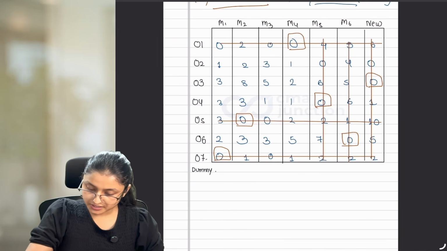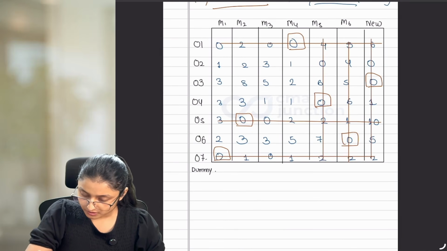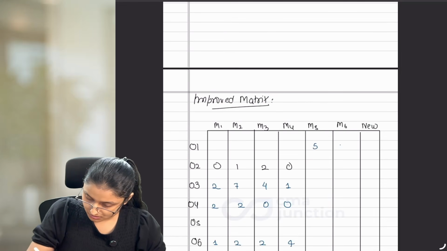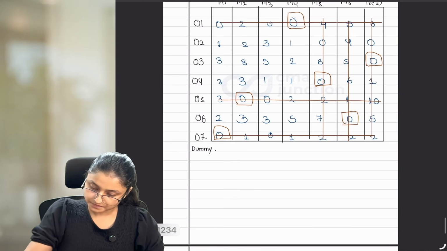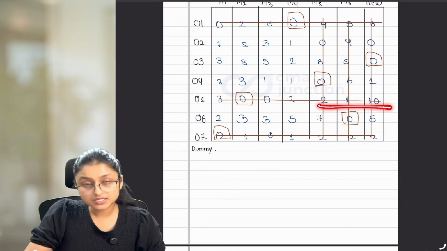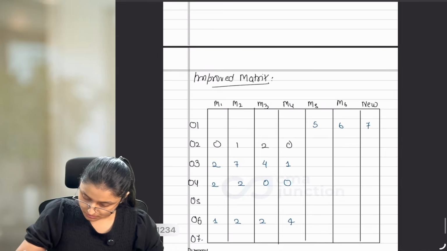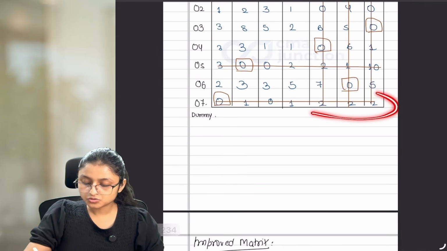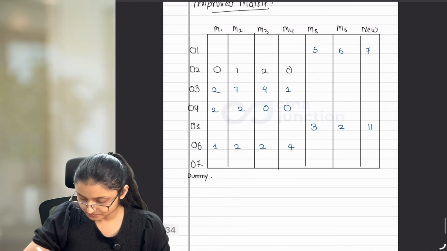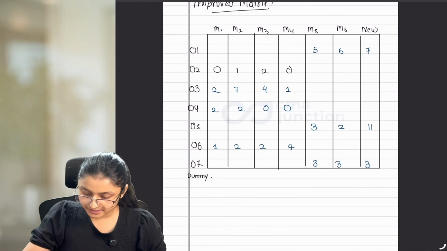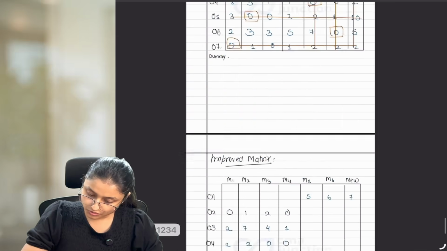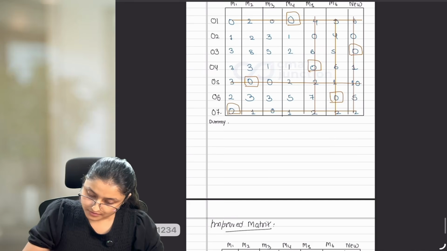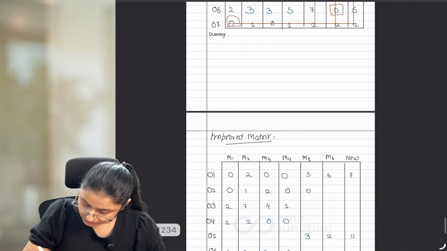Done. Now wherever intersection is happening, you have to add this 1. So 4, 5, 6 will become 5, 6, 7 now. Next, 2, 1, 10 will become 3, 2, 11. Next, 2, 2, 2 will become 3, 3, 3 now. And other things will remain as it is. So, 0, 2, 0, 0. Next, 0, 4, 0, 6, 5, 0, 0, 6, 1.